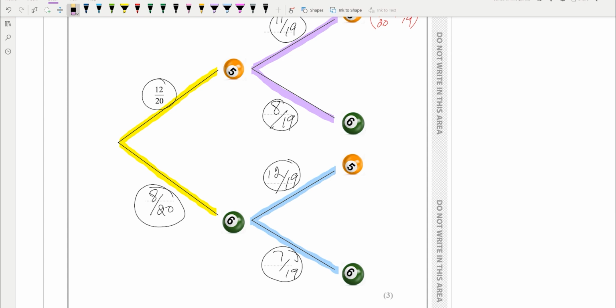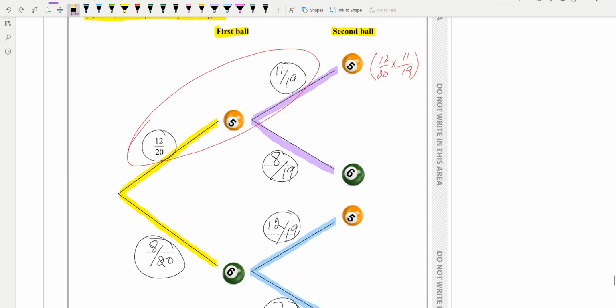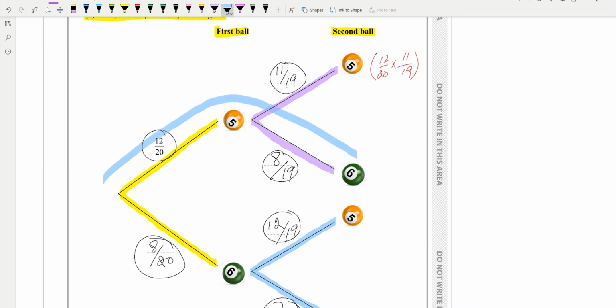Now we can get the probability of getting 5 and 6. So we will be taking the other branch, which we can take like this one. I will indicate it with different colors. So we can take this branch, and this branch will be 12 by 20 multiplied by 8 by 19.